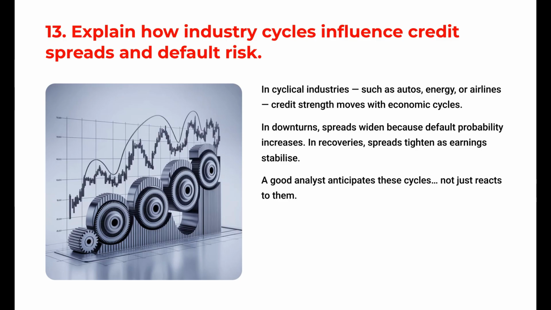Explain how industry cycles influence credit spreads and default risk. In cyclical industries, such as autos, energy, or airlines, credit strength moves with economic cycles. In downturns, spreads widen because default probability increases. In recoveries, spreads tighten as earnings stabilize. A good analyst anticipates these cycles, not just reacts to them.